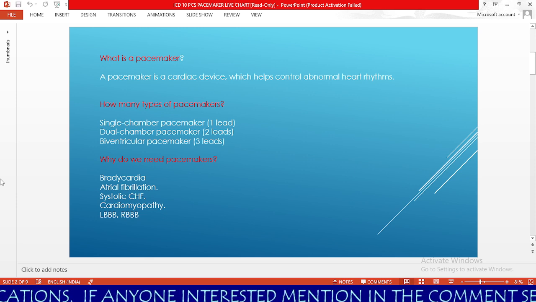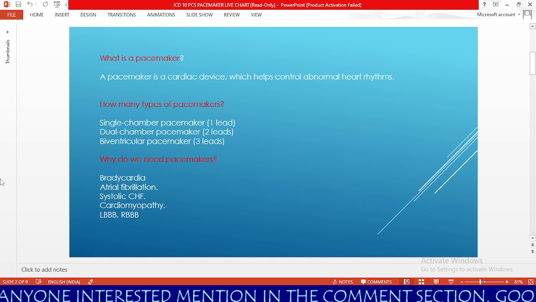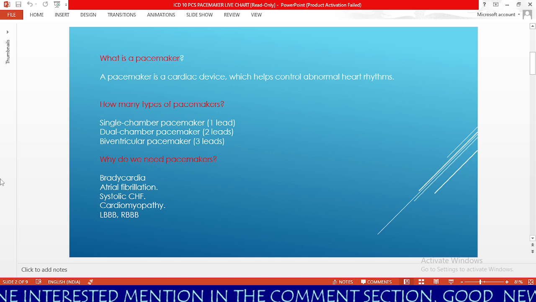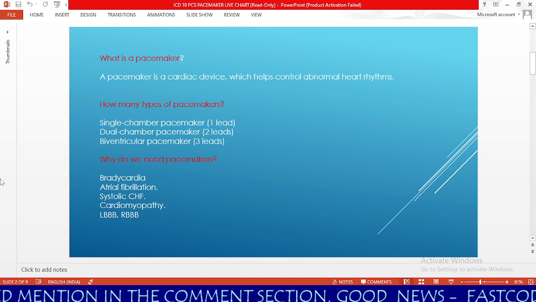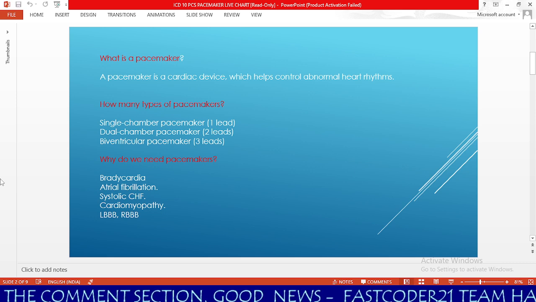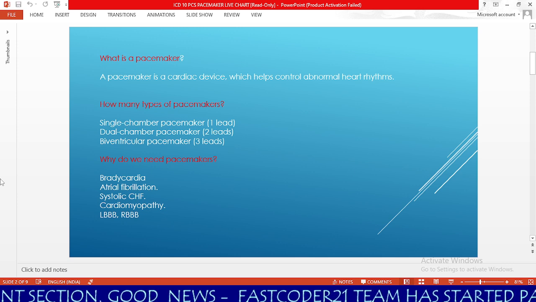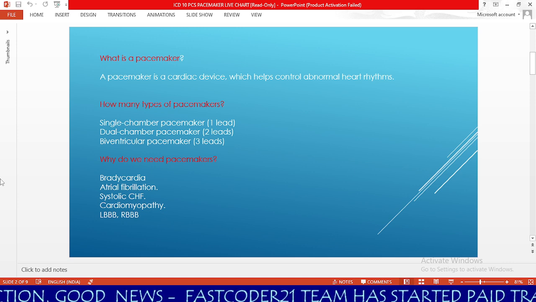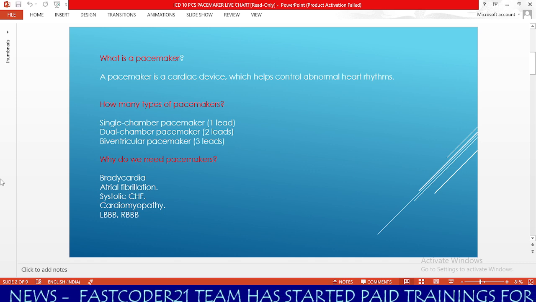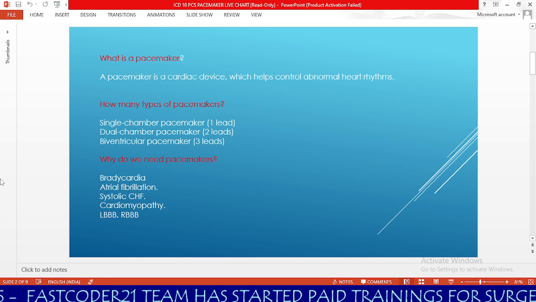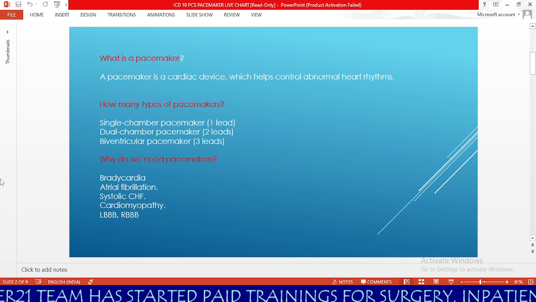Whereas in a biventricular pacemaker, we have three leads. Here the physician will place one lead in the right atrium as well as two leads in the right ventricle and the left ventricle. If you want to know the components of a pacemaker system, we have one pulse generator as well as the leads. These leads are based on the lead number: single chamber pacemaker 1 lead, dual chamber pacemaker 2 leads, and biventricular pacemaker 3 leads.